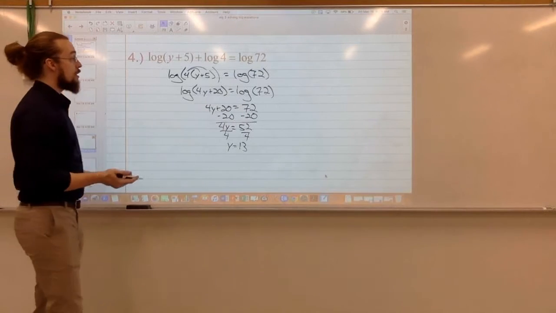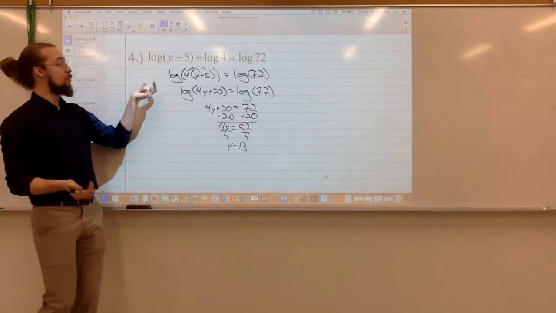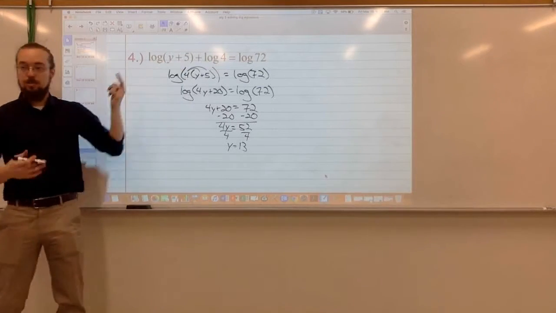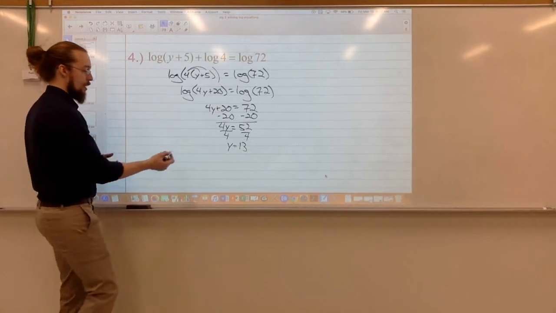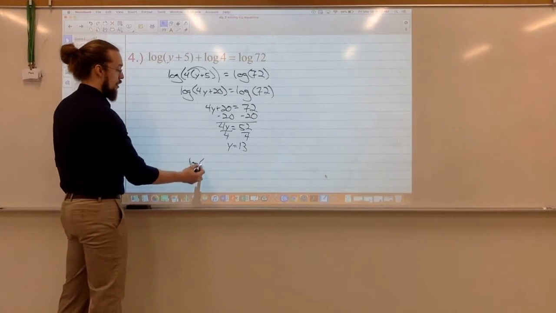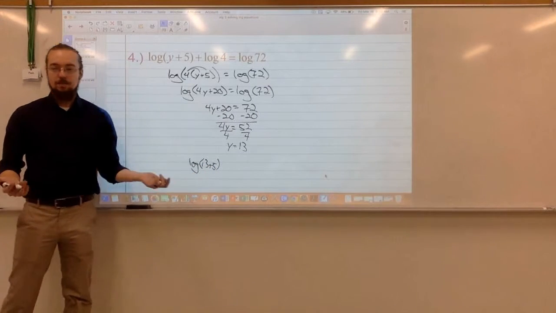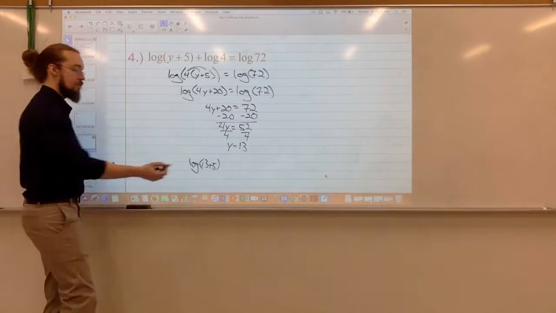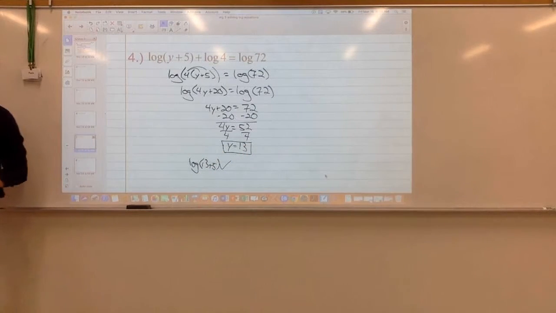So we do need to check to make sure this is a legitimate solution. The only place there's a y in my original equation is this first log, so that's the only one I really need to plug it in to make sure that we get a positive value. So I would have log of 13 plus 5. 13 plus 5 is definitely a positive value, right? So that works. So 13 is a legitimate solution. You okay with that one?